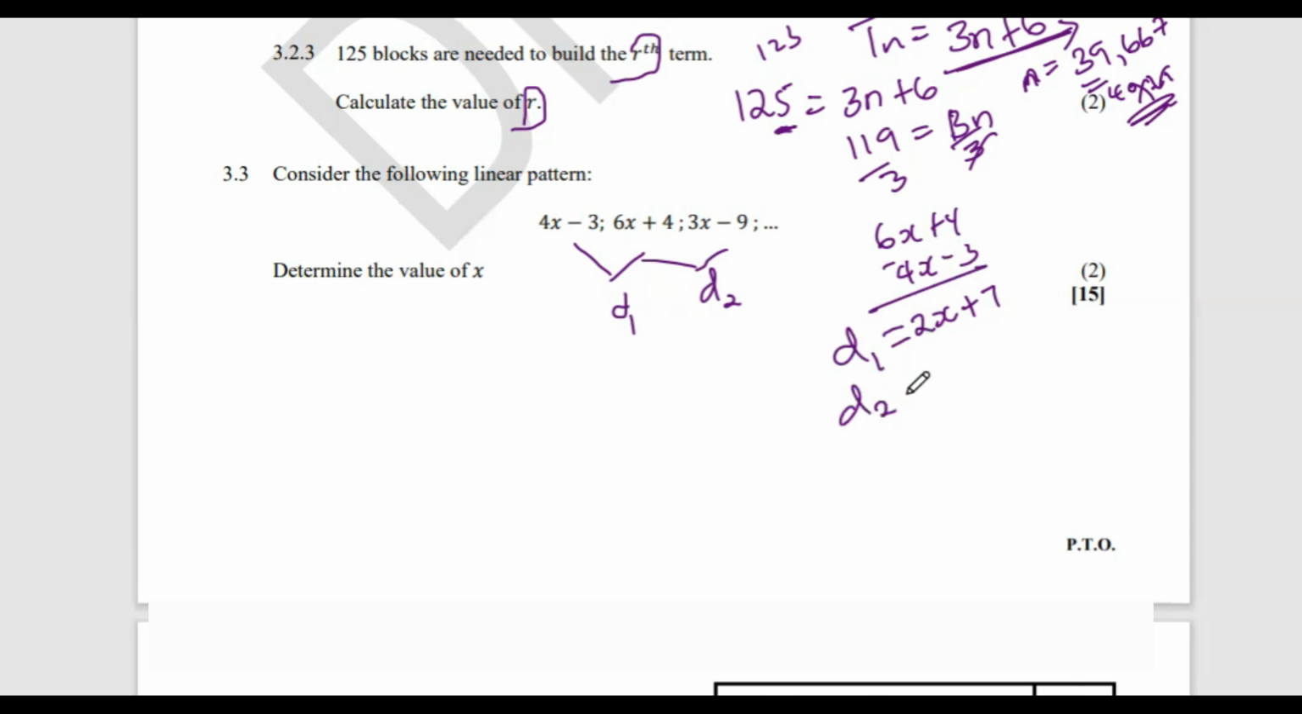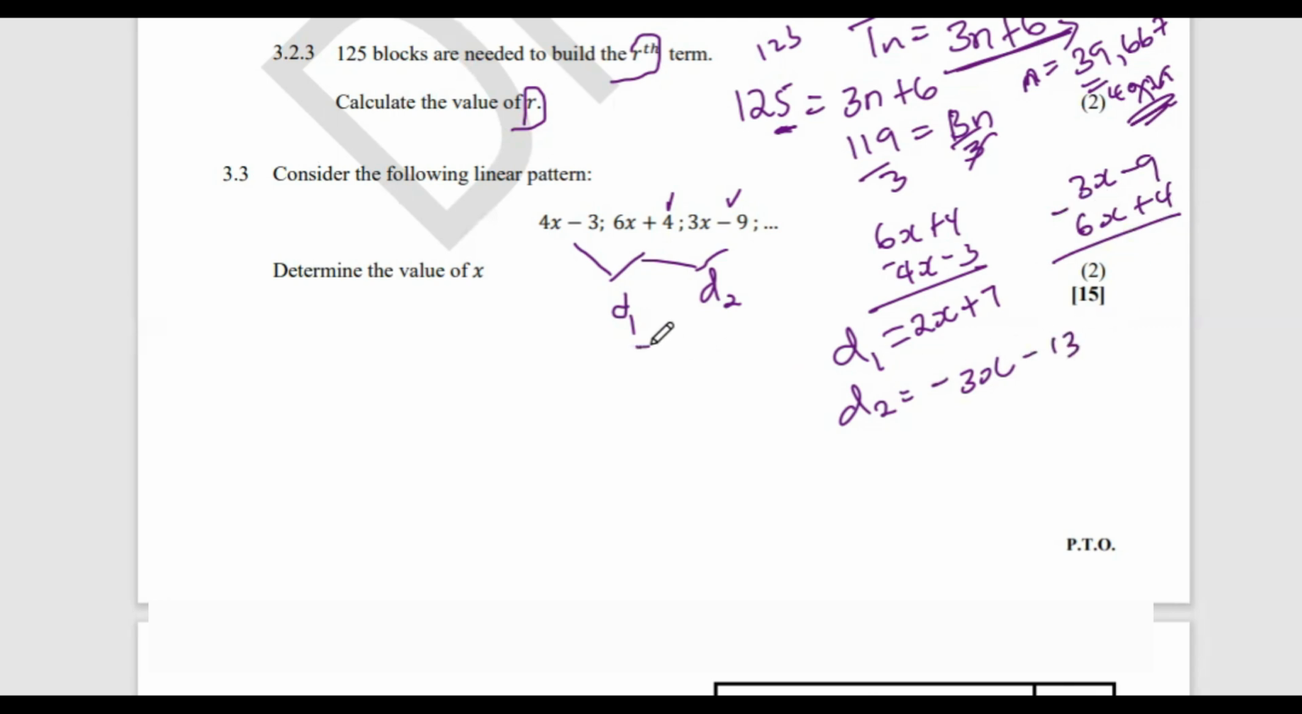Let's look at D2. You subtract term 3 and term 2. So we have 3x minus 9, subtract 6x plus 4. So 3 minus 6, you're going to get a negative 3x. The negative 9 minus 4, you get a negative 13.